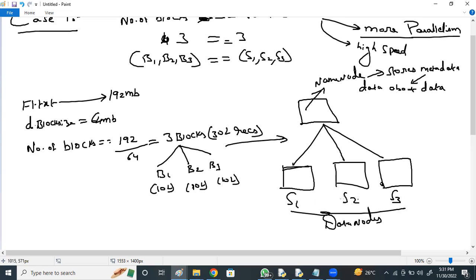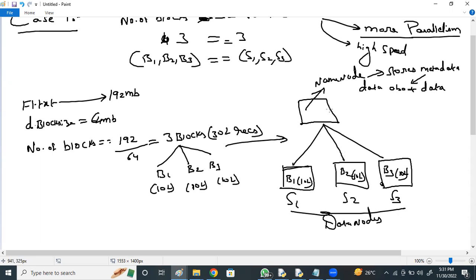Here, data nodes store the data. Slave nodes, these data nodes, only store and process the data. So here we have B1, B2, and B3. B1 has got 10 lakh records, B2 has got 10 lakh, B3 has got 10 lakh. Your data is distributed across multiple slaves, and the data is processed by multiple slaves parallelly.